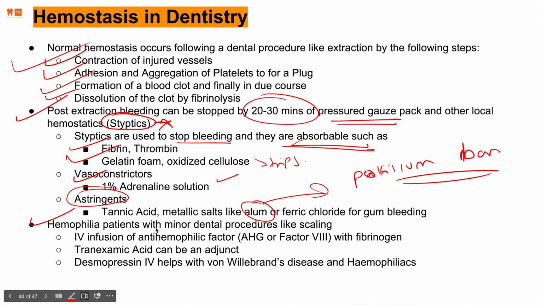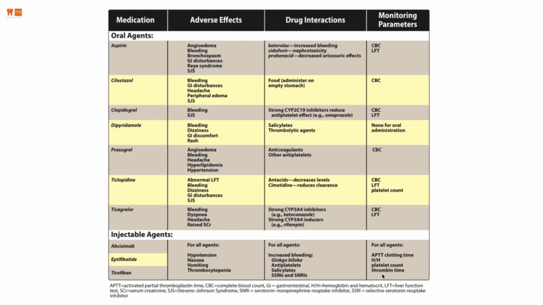Okay. Hemophilia patients with minor dental procedures like scaling. In that, we must use IV infusion antihemophilic factors with fibrinogen. Tranexamic acid can be used as an adjunct as it is 10 times more potent than aminocaproic acid. And then, of course, desmopressin IV can help with von Willebrand disease and hemophiliacs as well. And this is the summary of all the drugs that we just discussed from our references.